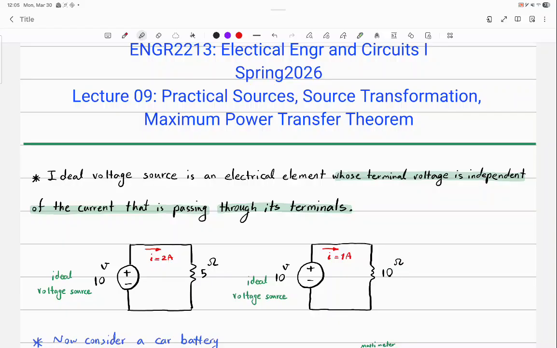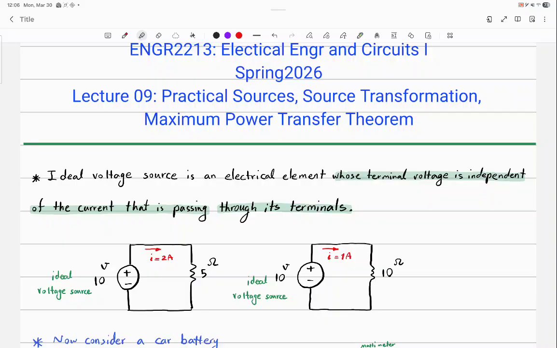So again, I'm going to repeat my question. Can you name an example of an ideal voltage source? That's not DC, that's AC. No, we don't have that. I mean, the name is ideal. Do you have anything ideal? No. Okay, so this is a mathematical concept. We don't have anything that resembles this. Like someone mentioned, car battery.